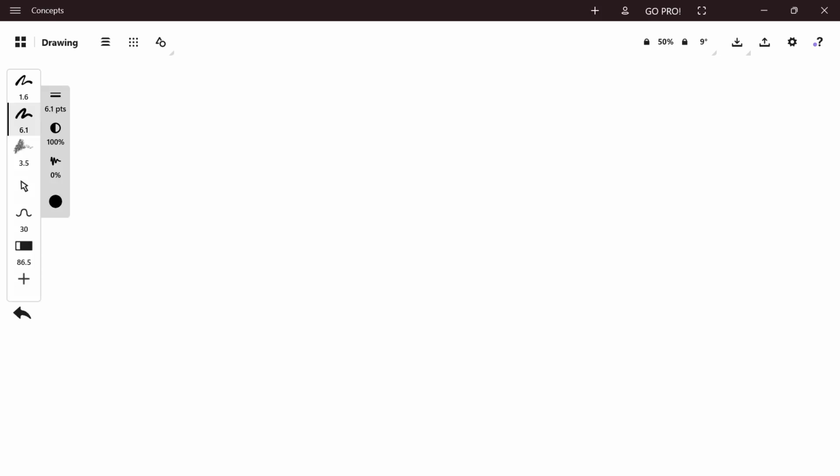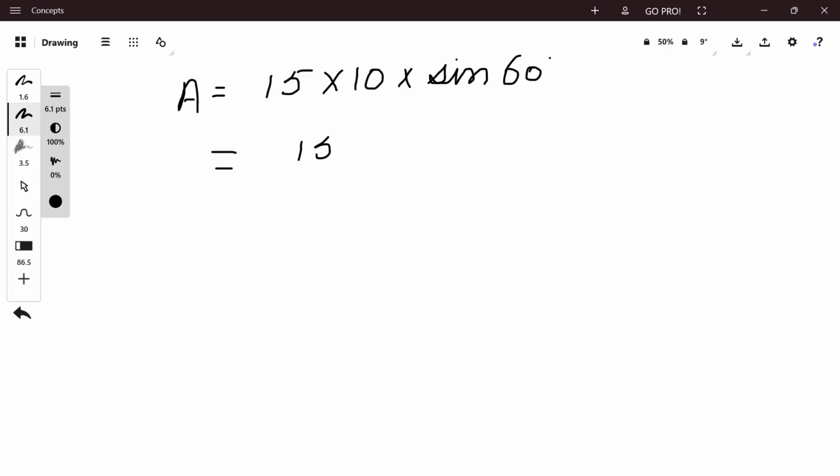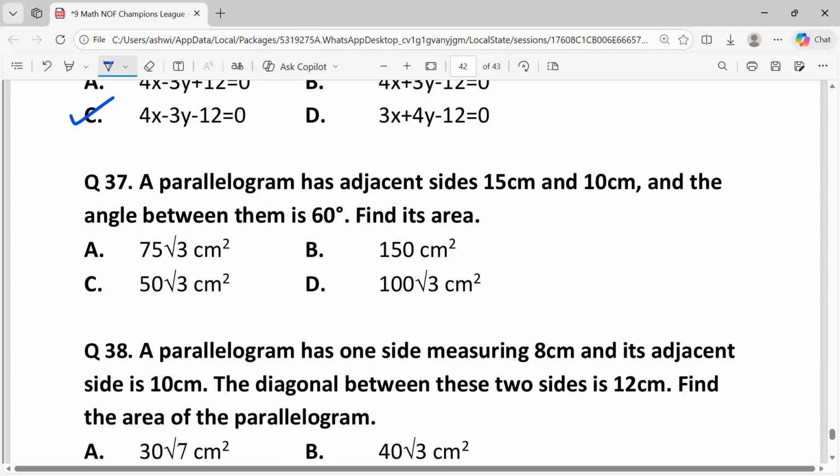Given A is 15 centimeter, B is 10 centimeter, and theta is 60 degree, area is equal to 15 into 10 into sine 60. The value of sine 60 is root 3 by 2. That is 150 into root 3 by 2, which is equal to 75 root 3. From the given options, the answer is A, 75 root 3.